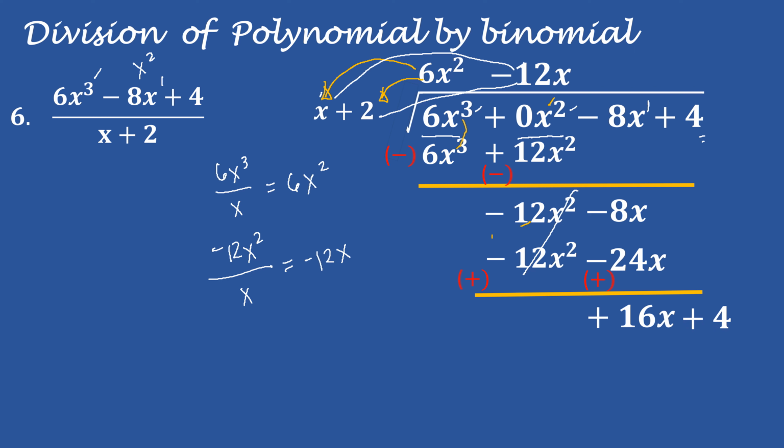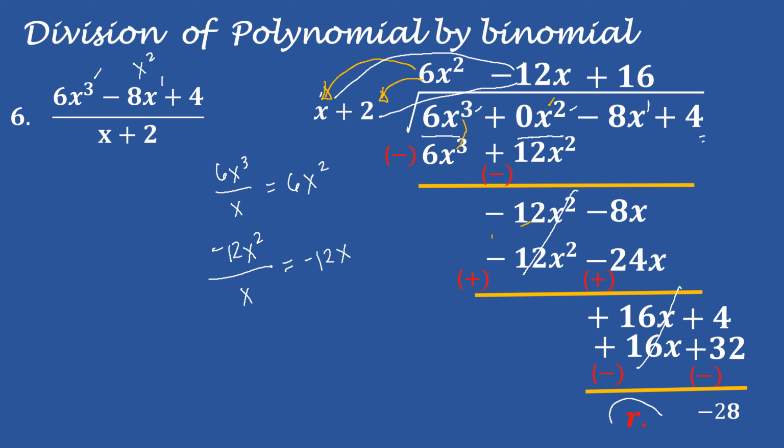So the same process, repeat the process: 16x divided by x will give us 16. And then 16 times x will give us 16x, and 16 times 2 will give us positive 32. Okay? Changing the sign of the subtrahend, so vertical addition, this will already give us a 0, and the negative 32 and a positive 4, then subtract, will give us a negative 28. And what is that negative 28? Negative 28 is our remainder.